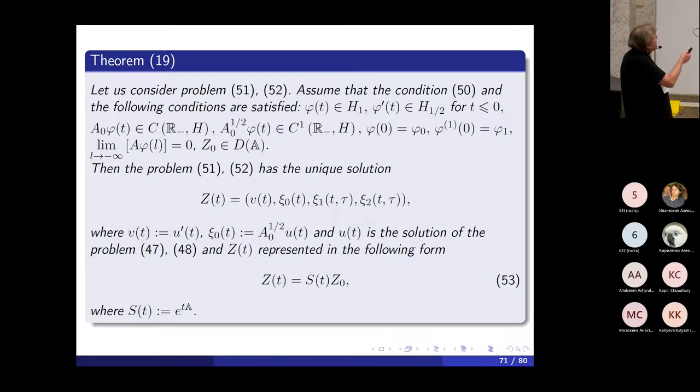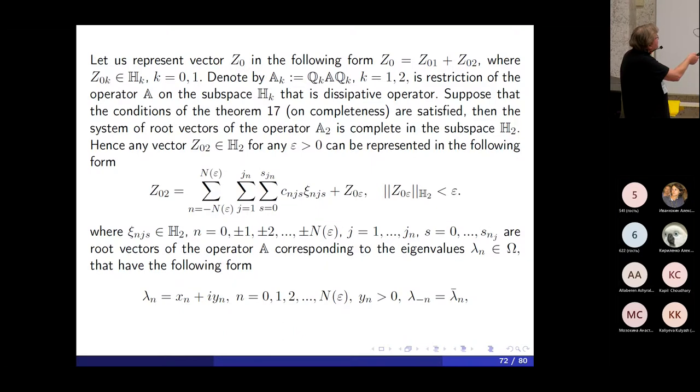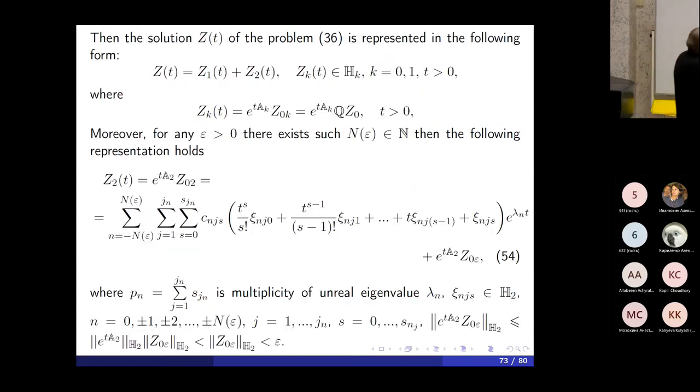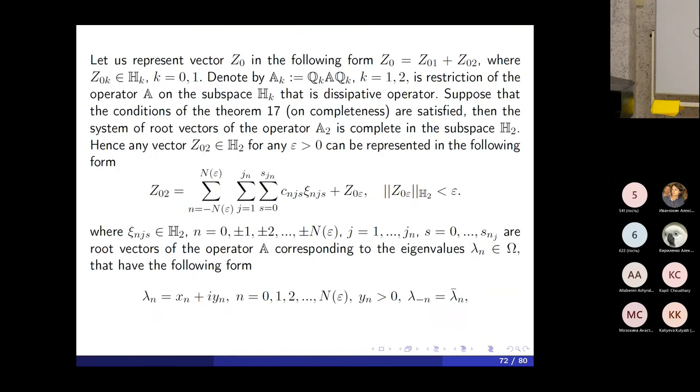This theorem is about solvability, and now on the base of completeness, it is possible to obtain the result about representation of the solutions of our problem. So, due to the fact that our system is complete, it is possible to write the vector as a sum of two terms: first of all, a finite sum of eigenvalues plus this term, which is quite small. Due to the completeness, it is possible to represent this function.